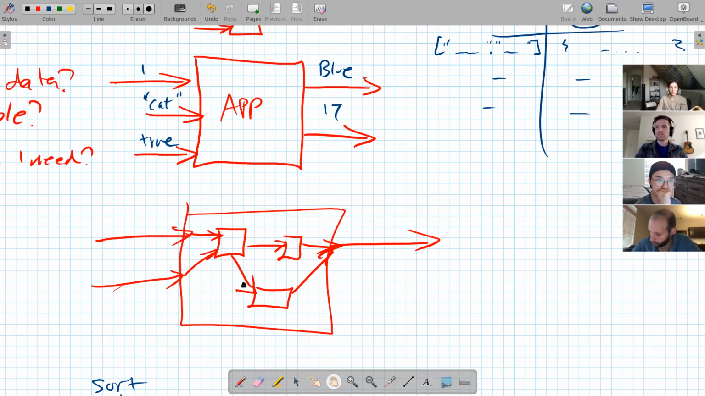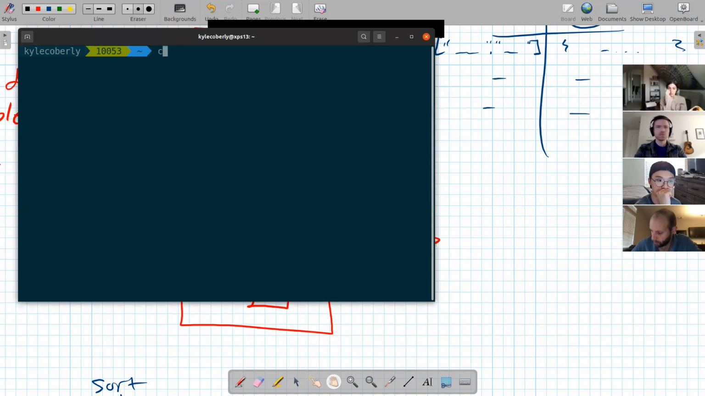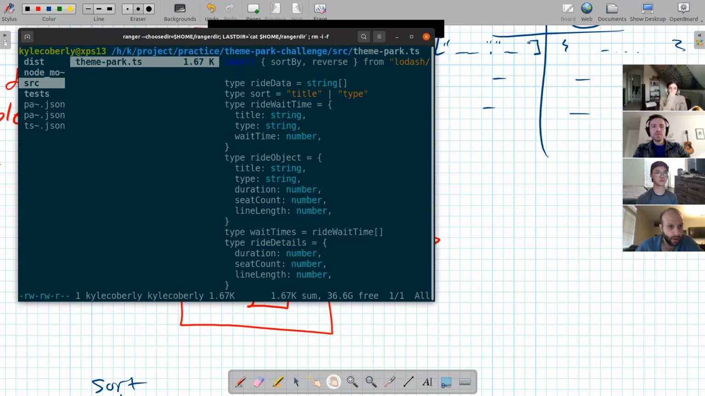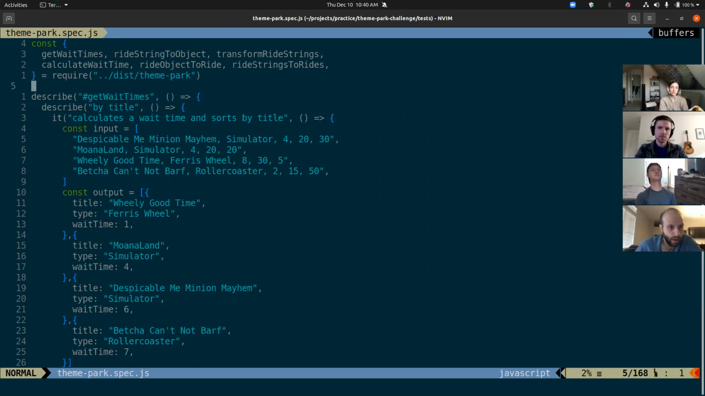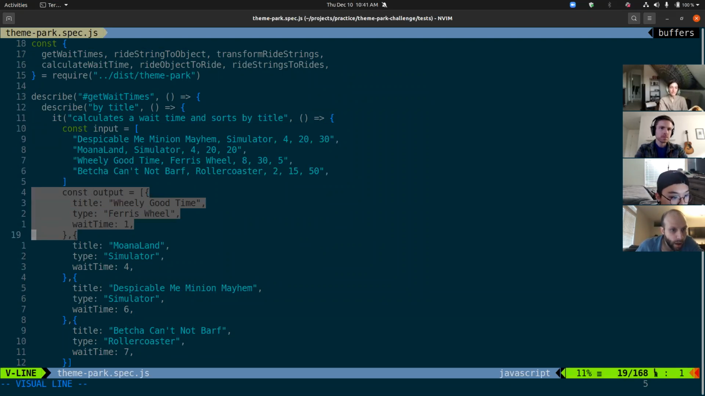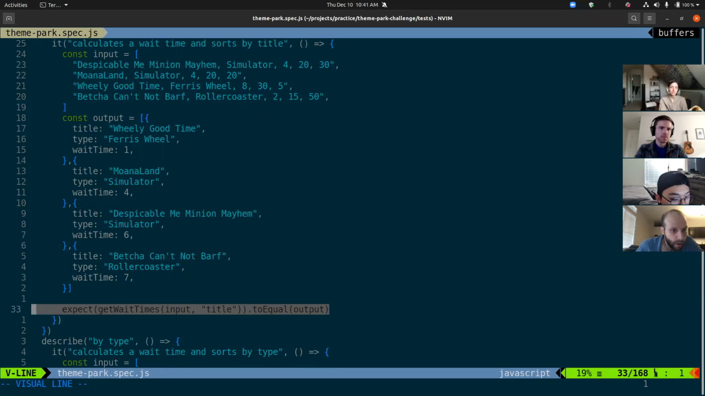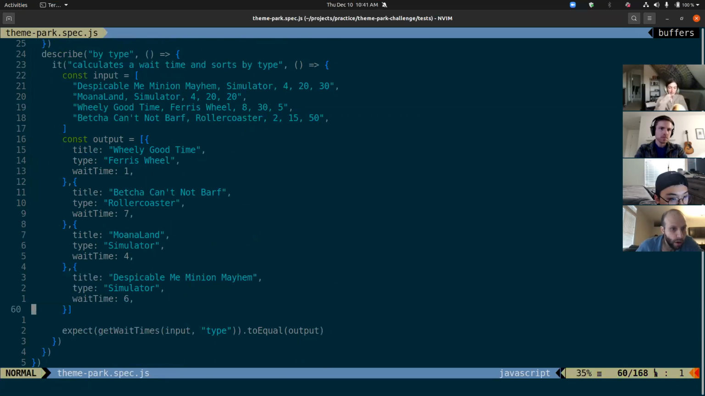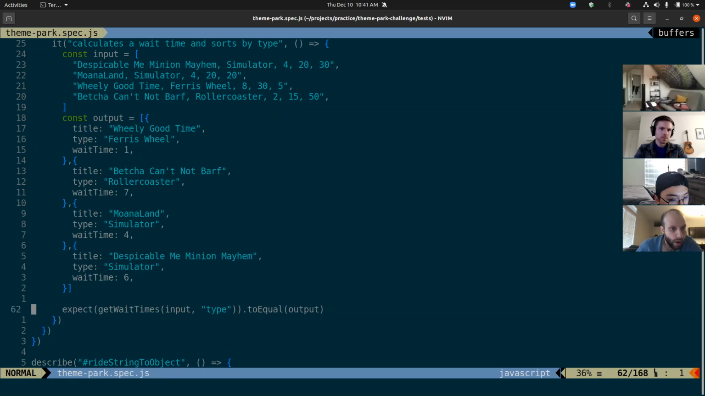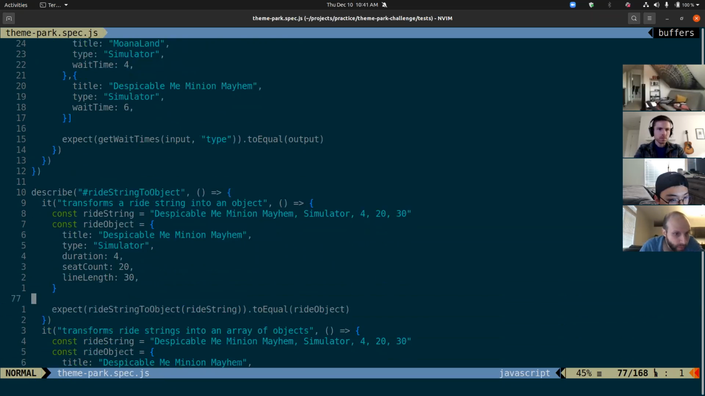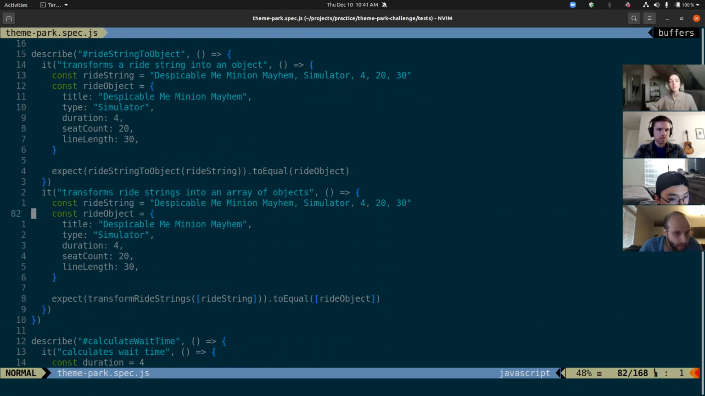That input output table is kind of like automated tests. And so I wrote automated tests. This was part challenge. My input output table for the big box was: calculates a wait time and sorts by title. Can I turn that input into this output? So I pass that into the function. Does the input turn into the output? And then by type, same thing. And then I absolutely did the smaller boxes. Could I turn this string into this object? This string, that string into this one, except they're arrays now.